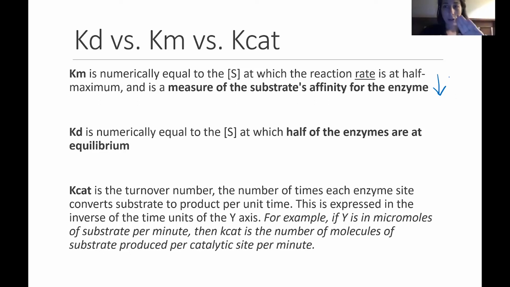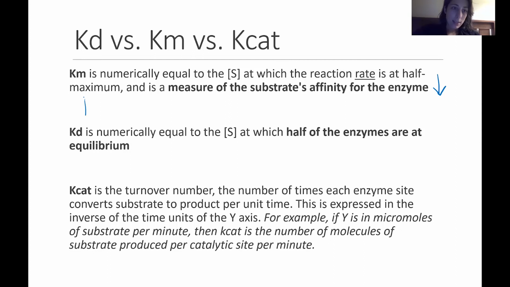Kd, remember, is related to just protein binding. It is not related to enzyme kinetics or to rate. It is also a concentration. It is the concentration at which half of the enzymes present are bound to their substrate at equilibrium. So this just tells you the point at which half of the enzymes are bound, not the rate at which they are converting things. And you can use this for proteins that aren't enzymes. It's just telling you how well a protein binds to a substrate.